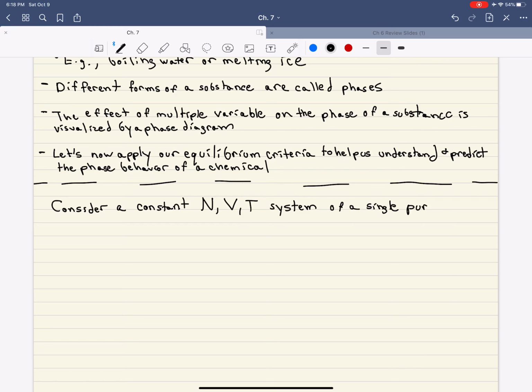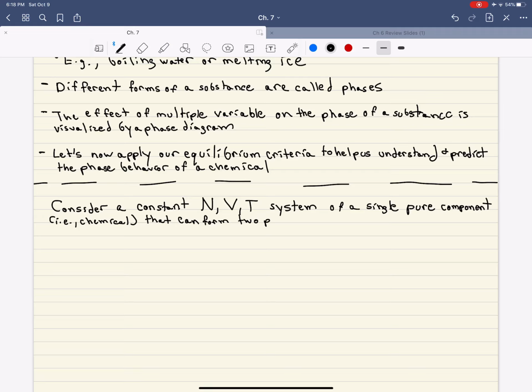pure component. And so by component, I mean just a molecular species. And so we just have a single pure molecular species, or i.e. chemical. So we have a single chemical, but it could form two different phases.